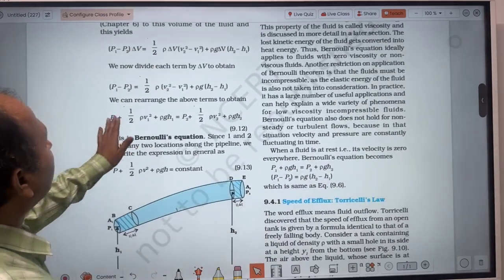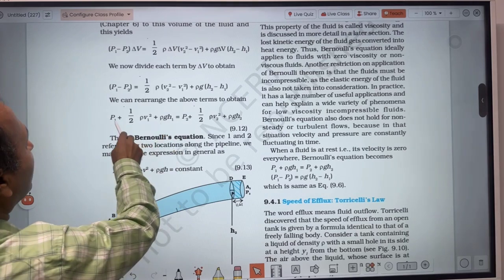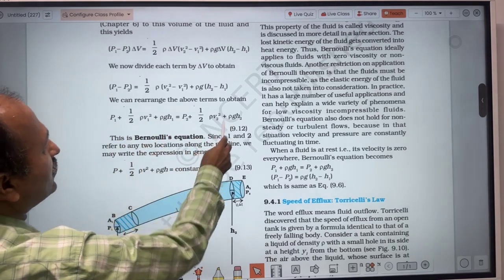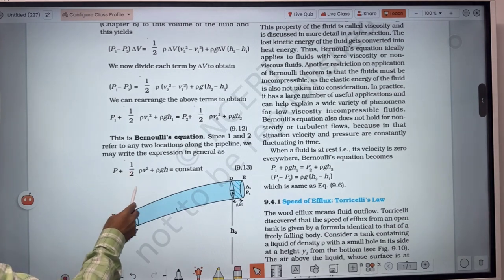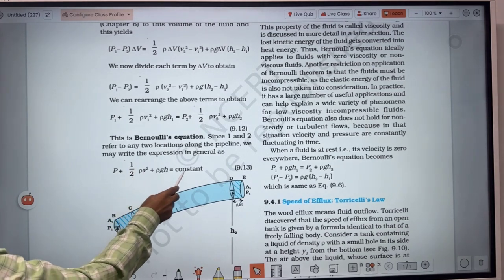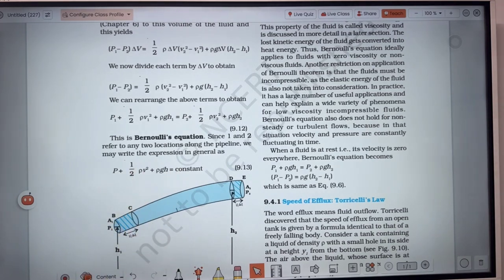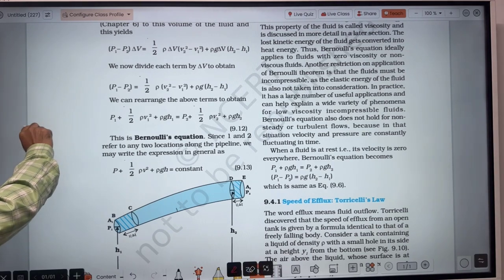Right? So since the script is only changing 1, 1, 1, 2, 2, 2, we can say that in general it will be equal to P plus half rho V square plus rho GH equal to constant. So this is Bernoulli's theorem. I think you have understood. I am giving you a quick recap.